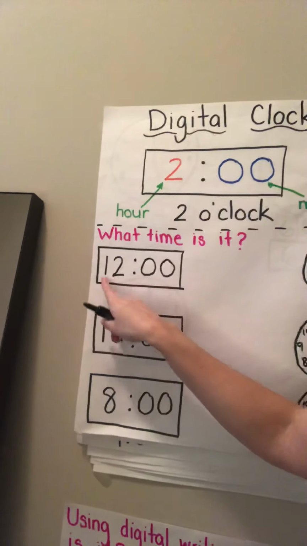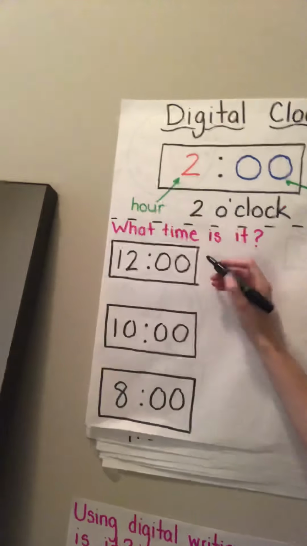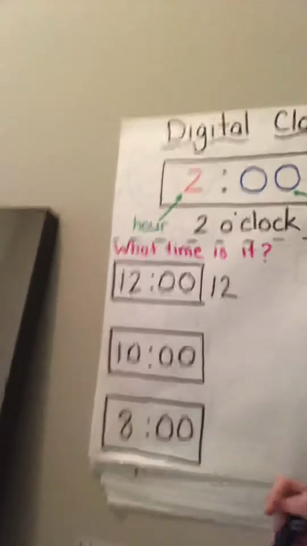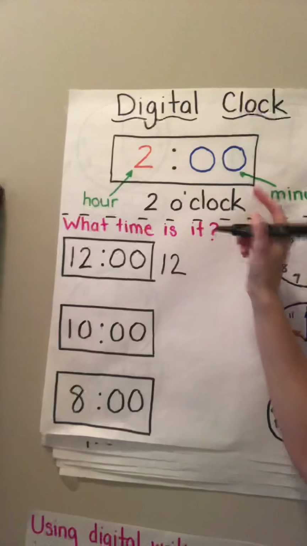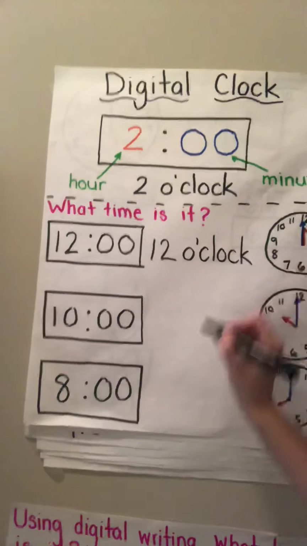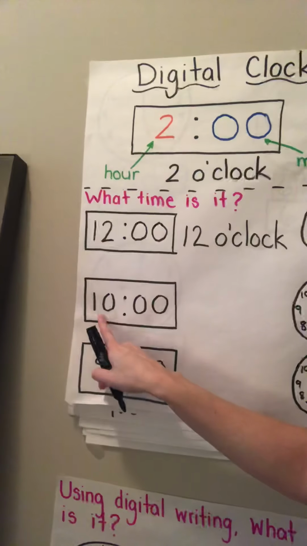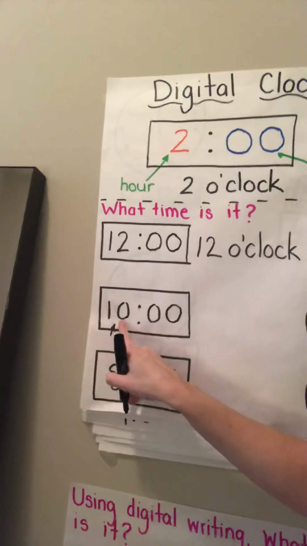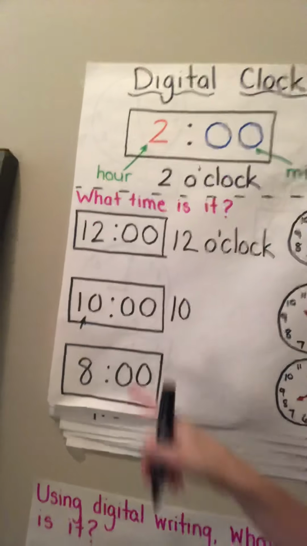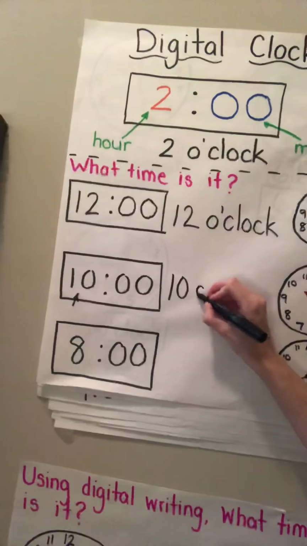So here again, we have our hour and our minute. So our hour says what? Right, it's 12. Now for the rest of it, we don't say it's 12:00, we say it's 12 o'clock. And then we have our next digital clock. So our hour, we read our hour first, which says the number 10. And again, for our minutes, we have 00, but we don't say it's 10:00. You say it's 10 o'clock.